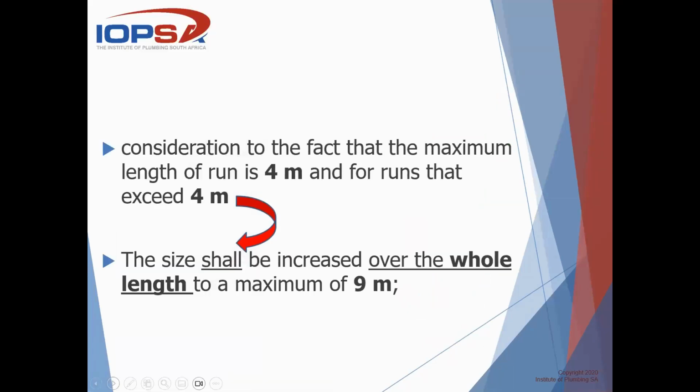All right, considering the maximum length of the run is 4 meters, the standard talks about a maximum length of that discharge being 4 meters. You can use 22 mil pipe for a run of 4 meters from the connection of the TP, a distance of 4 meters if you measure it. And if it exceeds 4 meters, there's a special requirement.